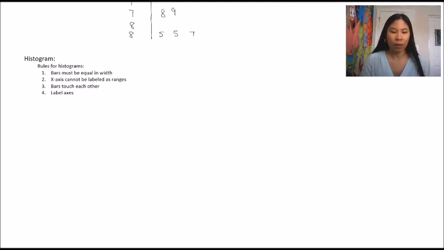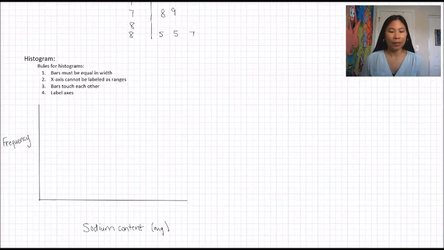It's going to be on graph paper. So I've set up my axes here with the x-axis labeled as sodium content in milligrams, and our y-axis, because we're talking about how many times does this occur, it's going to be the frequency. So frequency just means like counts. How many times did this occur?